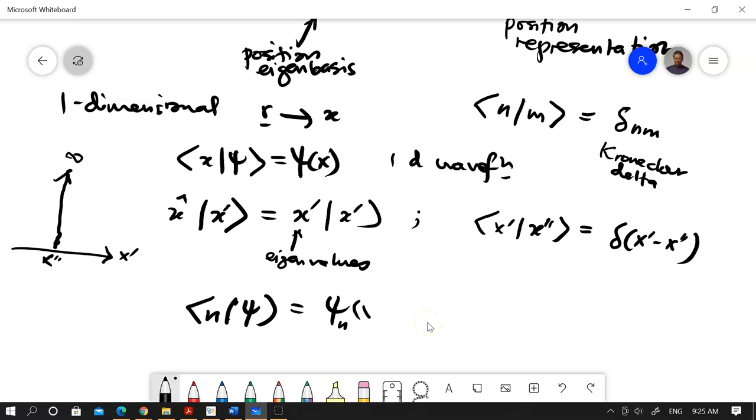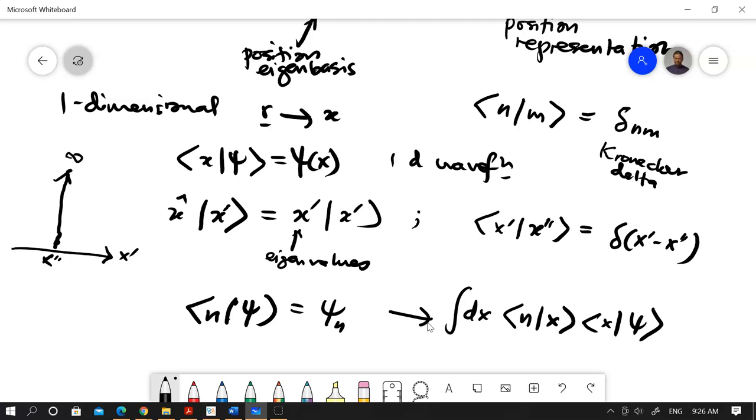I should not write this. So this should be some vector that depends on n, because I don't want to write it as a wave function. You can write it as a wave function, but then I need to do something else. If I want to write this as a wave function, then I'll introduce what we call the identity. And then this will be a wave function.